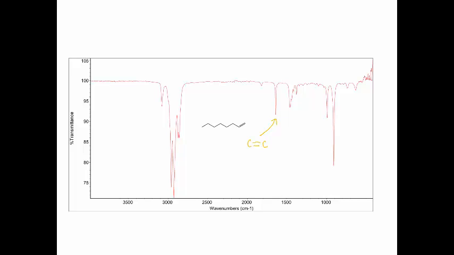Drawing our line up from 3000 again, you can see that we have peaks on either side of 3000. We have sp3 carbon hydrogen, and we have a little peak here for sp2 carbon hydrogen. So we have both in this molecule. And you'll also see here that we have these peaks right here at 1500. We're ignoring this whole region, so don't even need to look there at all.